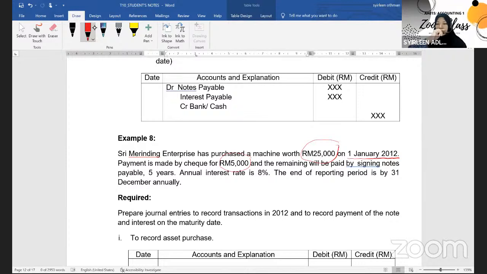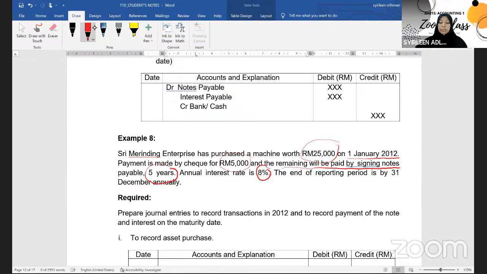So you are going to convert the balance of the purchase amount by signing a notes payable. That means the balance of the machine, which is 20,000, will be converted into notes payable. Yang ini yang dinyatakan dalam soalan tadi lah. The tenure here is 5 years, which means you are supposed to settle everything within 5 years. But you need to bear in mind the interest rate for the notes payable is 8% per year.